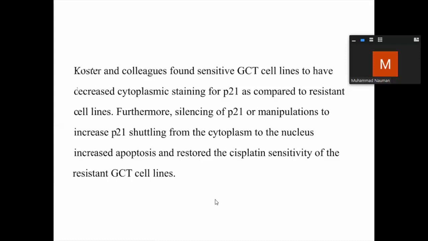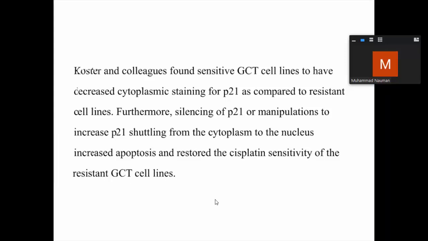The silencing: how to increase the sensitivity of resistant tumor. Silencing of P21 or manipulation to increase P21 shuttling from the cytoplasm to the nucleus increases the apoptosis and restores the cisplatin sensitivity of the resistant germ cell tumor. For example, when P21 is present in high quantity in the cytoplasm, it can identify the DNA defect, and it stimulates the DNA repair mechanism and repairs that defect, so there is no tumor.